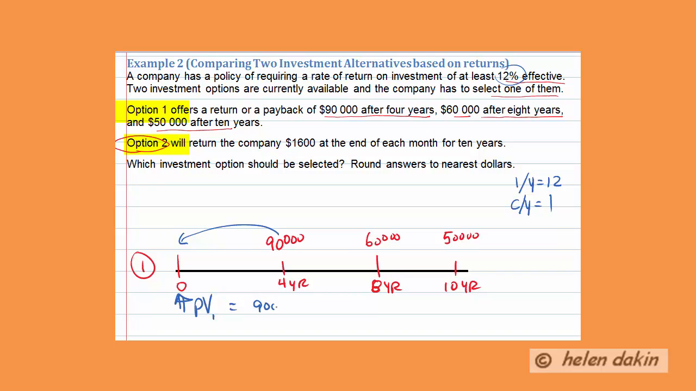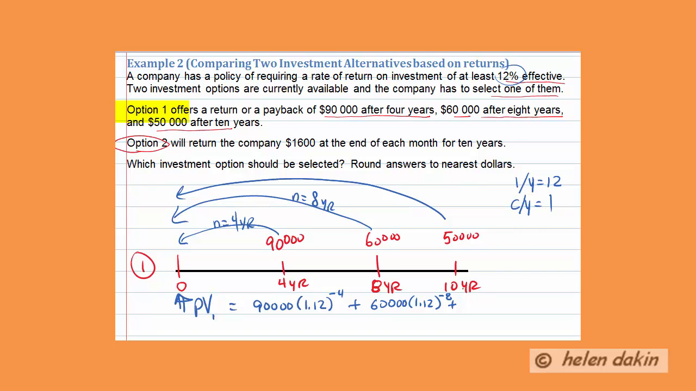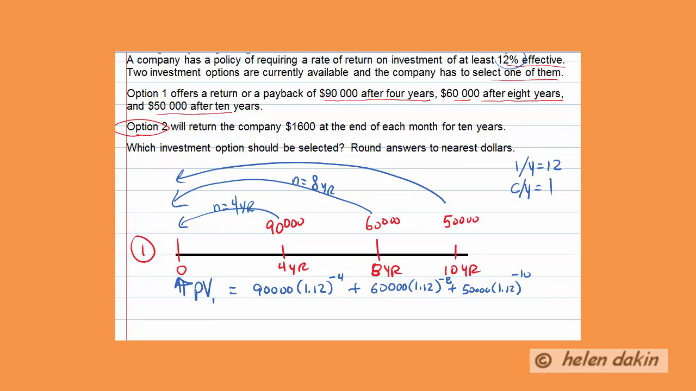So we've got $90,000 discounted at 1 plus 12% per year for how many yearly periods? Well, n is equal to 4 in this case. I'm going to be discounting over 4 years, but it's going to be a negative 4 exponent because I need to discount it. And I'm going to add to that the $60,000 discounted over 8 years. So $60,000 discounted at 1 plus 12% per year for n is equal to 8 years. So we're going to have negative 8 as our exponent. Plus that last payment is going to be $50,000 discounted at 1 plus 12% per year for negative 10 years. So each of those needs to be worked out on your calculator.